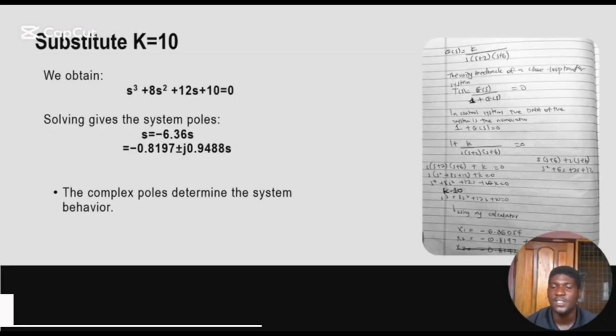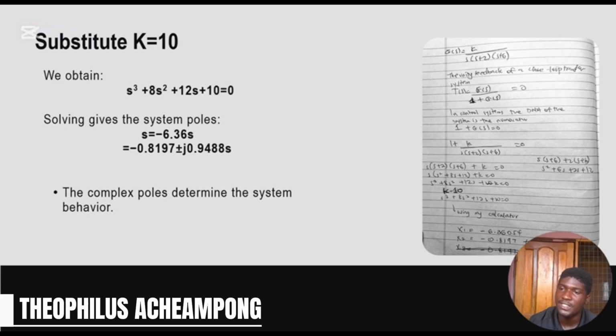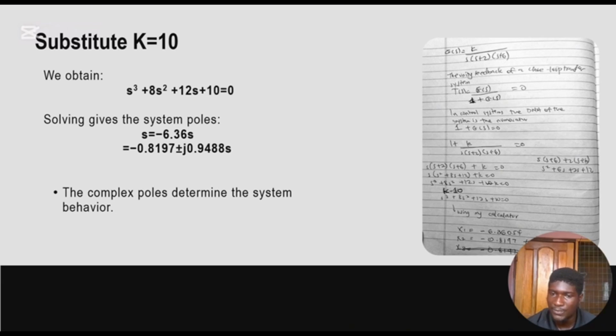So at this point, I'm going to help expand the equation. First we multiply s plus 2, s plus 6. When we multiply them, we get s squared plus 8s plus 12. Then we multiply it with the s that was here, and we get s cubed plus 8s squared plus 12s plus k equal to 0. Now our gain, which is k, is equal to 10. So when gain is equal to 10, we get s cubed plus 8s squared plus 12s plus 10 equal to 0.